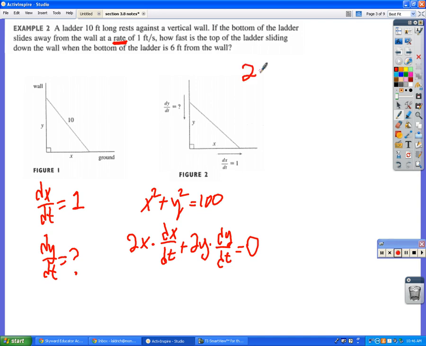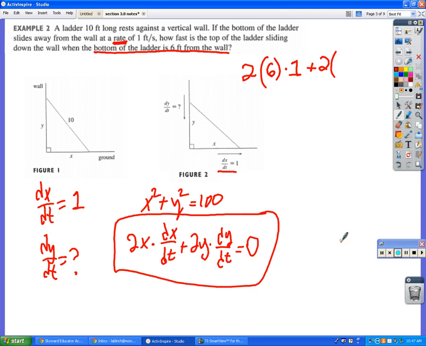So 2 times, what's x? Six. Why? Because it says the bottom of the ladder is 6 feet from the wall. Good job. So x is 6, times dx/dt, the rate that it's sliding along the ground, so that's 1, plus 2 times y. Now we have a problem. I'm just taking this equation and plugging in the stuff. We know what x is at that instant, it's 6. We know that this is 10 always, so we can use the Pythagorean theorem, or just say it's a 3, 4, 5 right triangle. So we know that y is 8, times dy/dt, and that all equals 0.